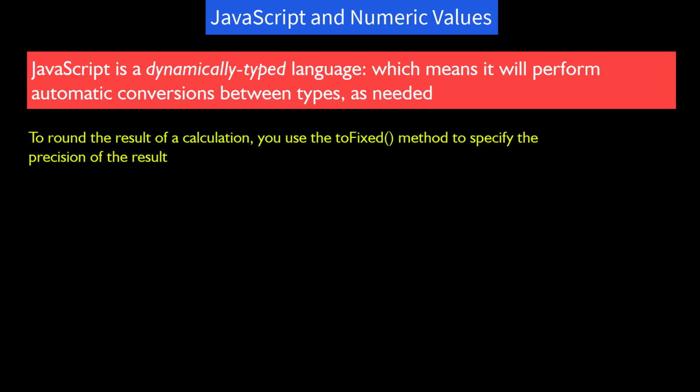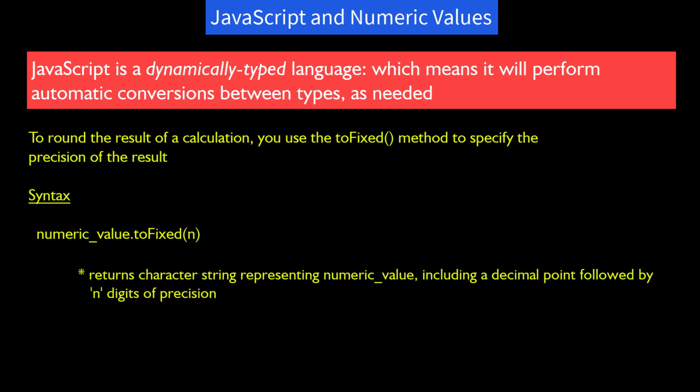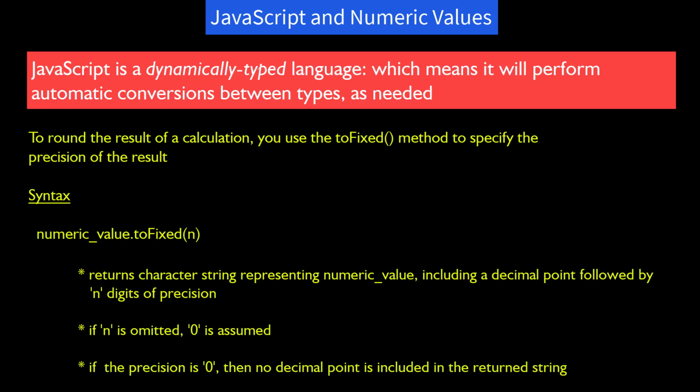Finally, for now, when you want to round the result of a calculation, you can use the toFixed method to specify the precision of a result. This is especially useful when working with currency, cost, price type data. We actually discussed this method in the lesson on cookies, but I thought it would not hurt to reintroduce it. Syntax: some numeric value.toFixed(n). This returns the character string representing the numeric value, including a decimal point, followed by n digits of precision. If n is omitted, 0 is assumed, and if the precision is 0, then no decimal point is actually included in the return string.